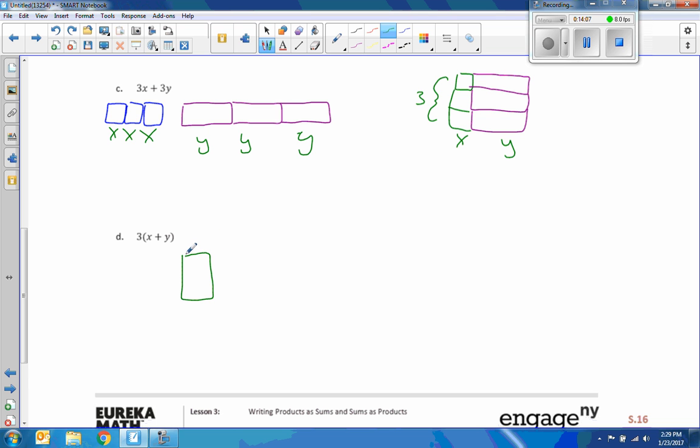So this is my x piece here, and this is my y's here, where this is 3. This is the length x, and that's the length y. So this would give me 3 times length times width, length times width.